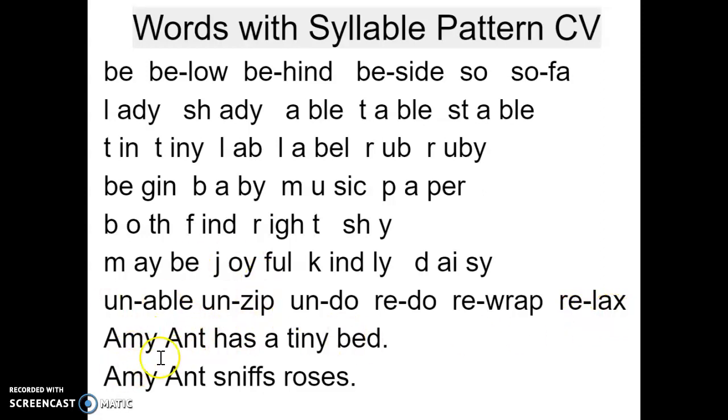So let's move on to our 2 sentences. We have Amy Ant has a tiny bed. Here goes our capital on the A and on Ant also. I suppose this is the title of someone, a title or a name. Okay, a label. And then here's our end mark. Next sentence, we have Amy Ant again sniffs roses, period. So capital, capital, end marks.